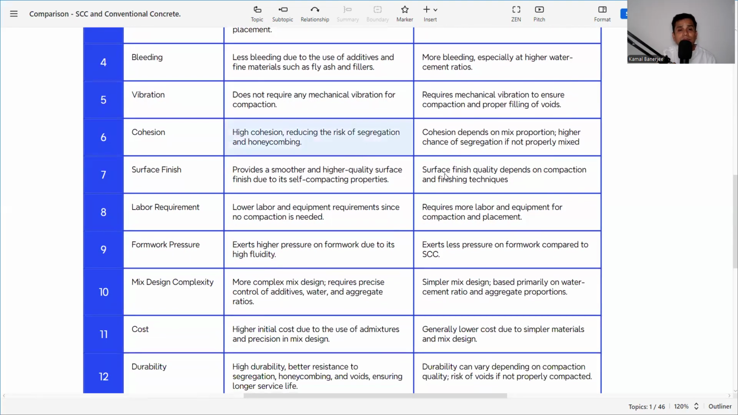Then cohesion, high cohesion, reducing the risk of segregation and honeycombing. So the cohesive properties are there.